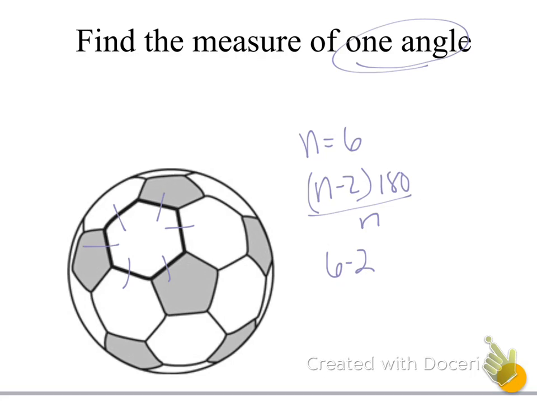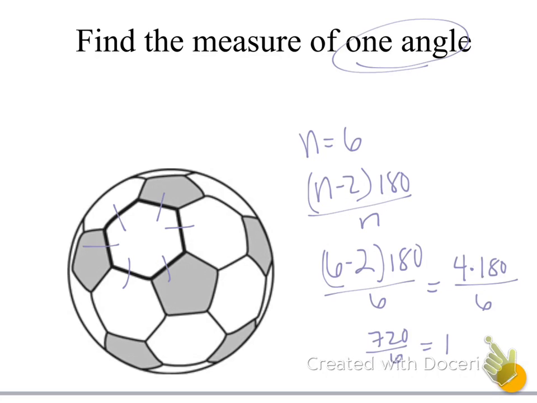So I'm going to fill in my n, so 6 minus 2 times 180 divided by 6. Order of operations states parentheses first, so 6 minus 2 gets me 4. And then I'm going to multiply before I divide to get 720 over 6. Divide it by 6. So each one of those angles in there is going to be 120 degrees since it's a regular polygon. And in this situation, a regular hexagon. So each one of these inside angles would be 120 degrees.